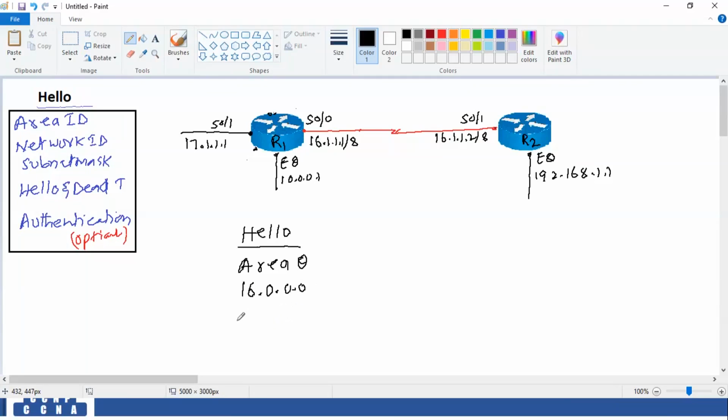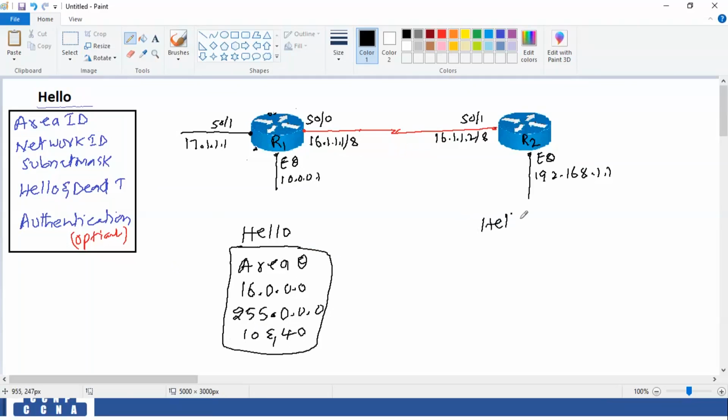What is the subnet mask for 16.0.0.0? 255.0.0.0. Why 255.0.0.0? It's 8 bits, so /8. Hello timers 10 seconds. Dead interval timers 40 seconds. Authentication is optional, leave it. So these are all the parameters the R1 hello packet contains.